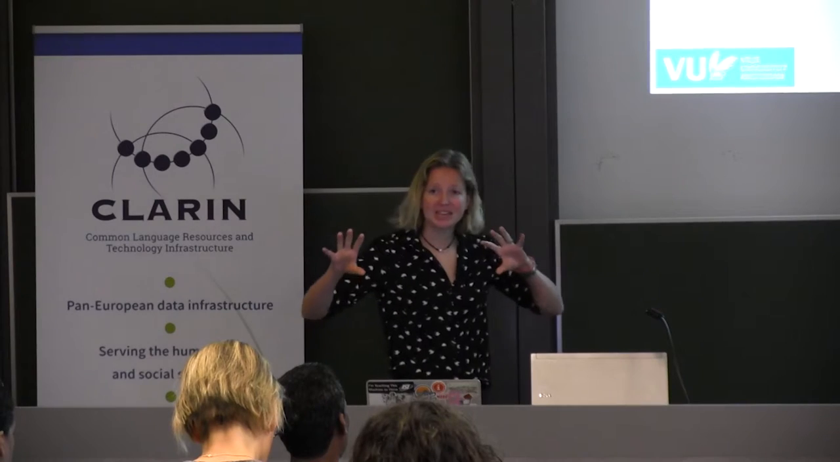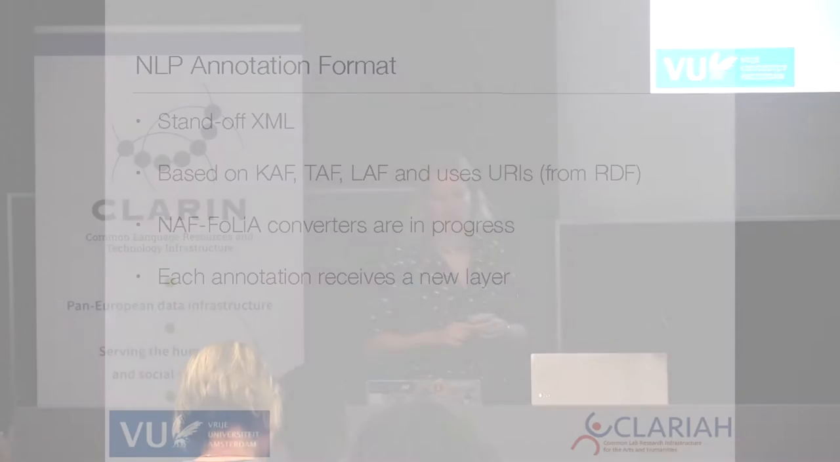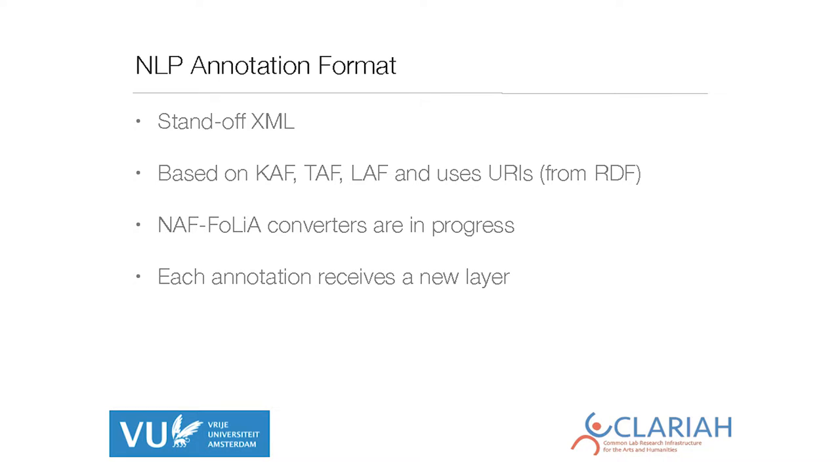A little bit about how we set up the pipeline. We've got the NLP annotation format, or NAF, as we call it. It's standard XML. And okay, this is yet another format. It's partly based on things we did previously in other projects, such as CAF, which is the Kyoto annotation format developed in a previous project, TAF, which I think is a Dutch format, LAF, which I think is a Norwegian format. And we borrow some ideas from RDF, such as using URIs, so using unique resource identifiers to encode our statements.